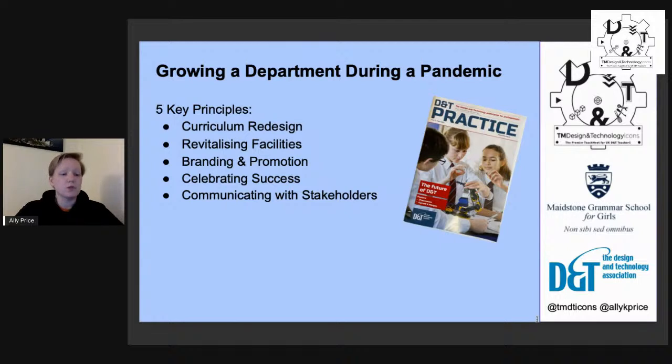So the first one was a curriculum redesign. When I started, I noticed very much that students were doing rather than actually learning. And if you asked them, okay, so what have you actually learned through that activity or that lesson or that unit of work, they couldn't really tell you, which was really hard to understand, that they didn't know what they were doing or why they were doing it.